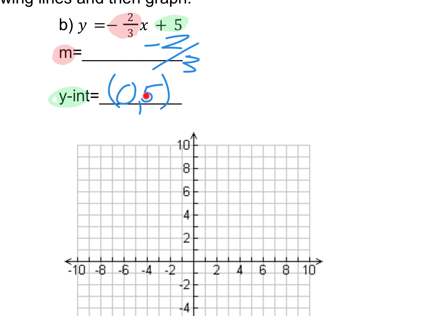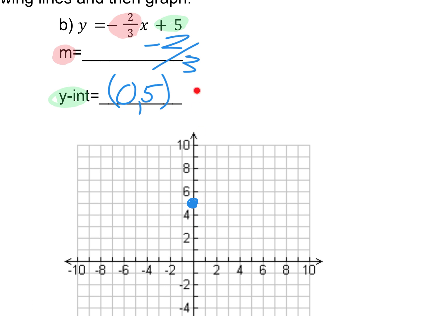Starting with the y-intercept of (0, 5), that means I will just go up 5 units since it's a +5. So my y-intercept is going to be right there. Made it nice and big. Then we're going to use our slope of -2/3 to get a couple more points. Because it's -2/3, that means from this point, I'm going to go -2 as my rise, because -2 is in the numerator. So -2 would be down 2 units.